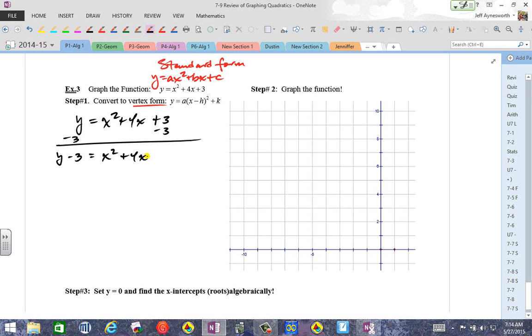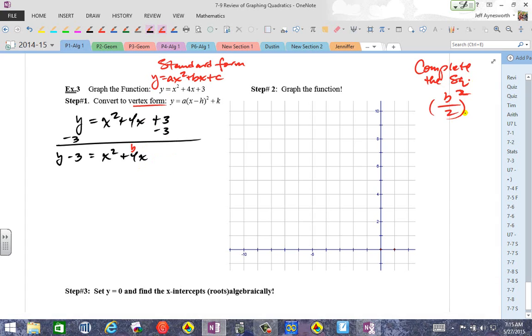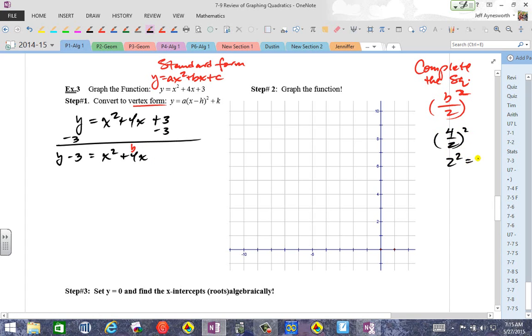I'm going to complete the square. So b is 4. So it's b divided by 2, quantity squared, to complete the square. That's 4 divided by 2 squared, or 2 squared, or 4. So I'm going to add the 4 here. Let me see. We're going to have to leave room here. So let's see here. Let me redo this here.